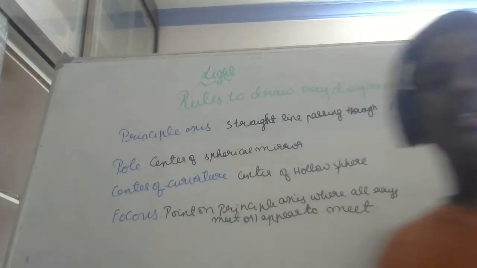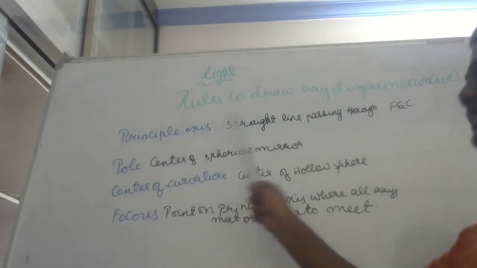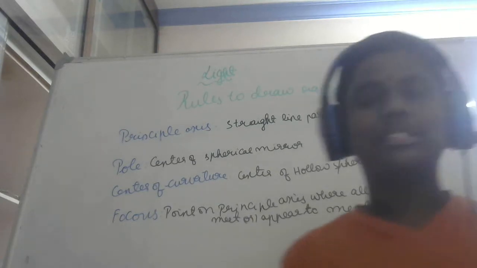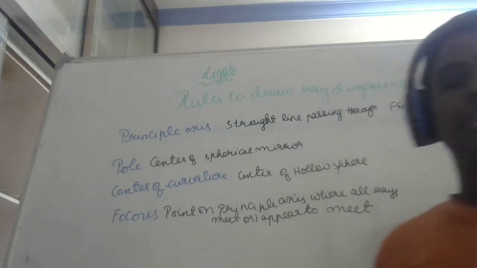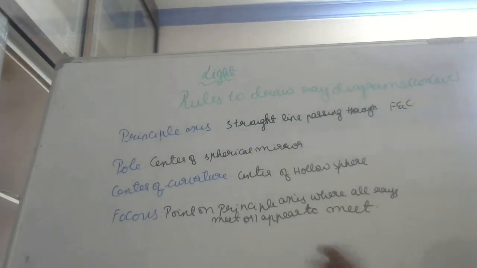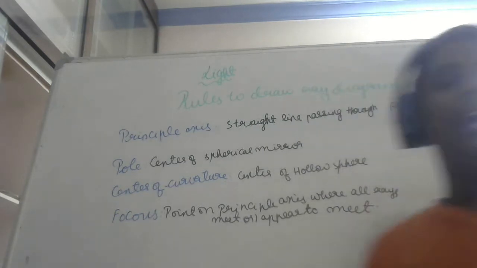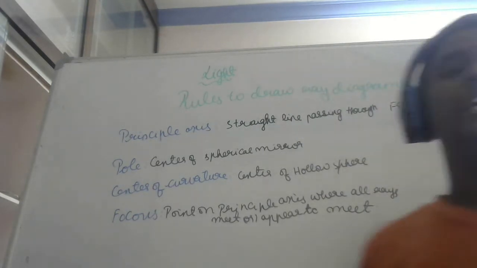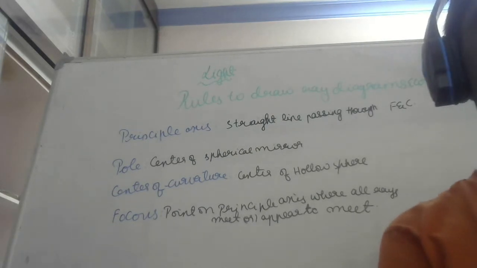So let us once again give a quick gist of these words. Principal axis is a straight line that passes through focus and center of curvature. Center of curvature is the center of the hollow sphere. Focus is a point on principal axis where all the rays meet or appear to meet. And pole is the center of the spherical mirror. Now let us see the rules.